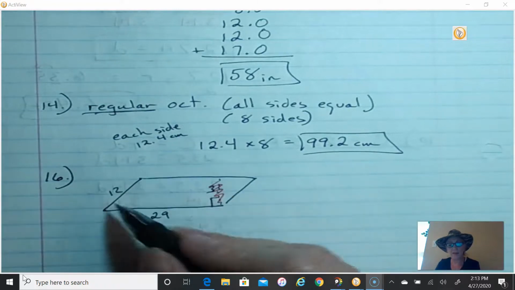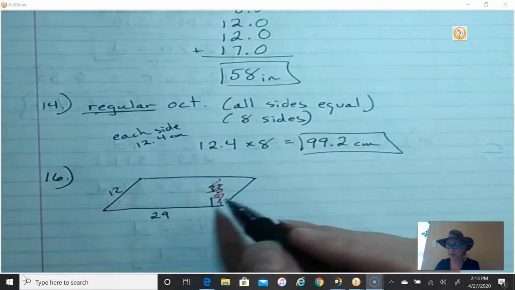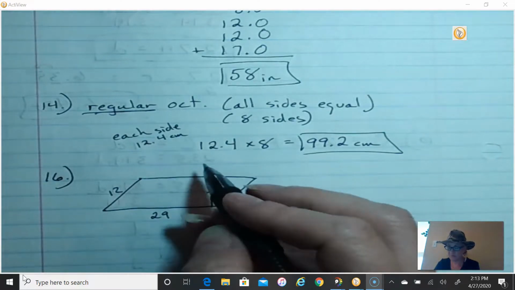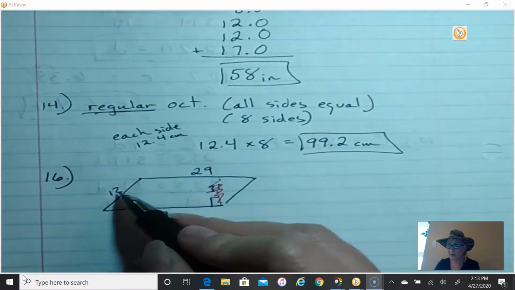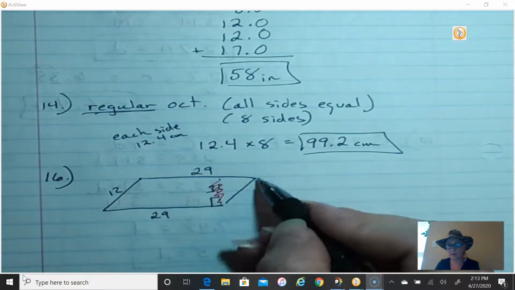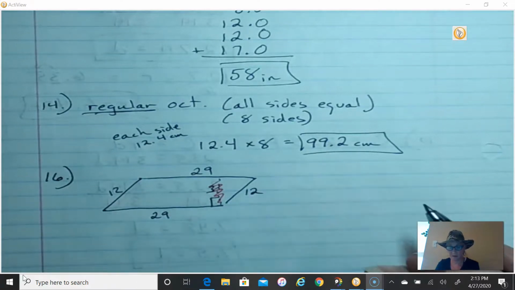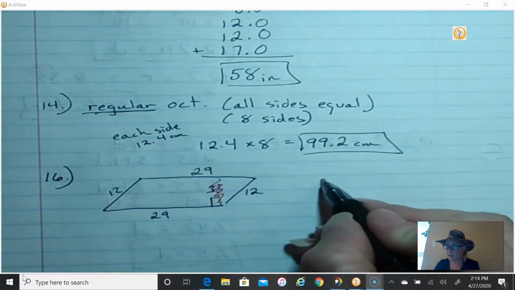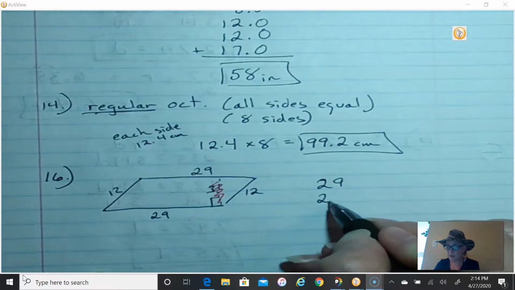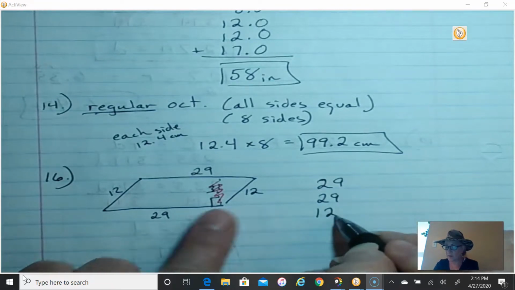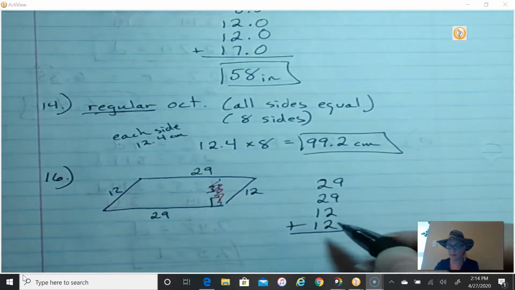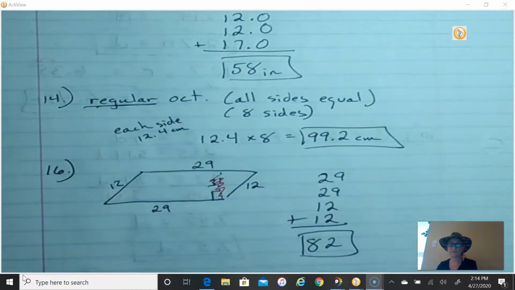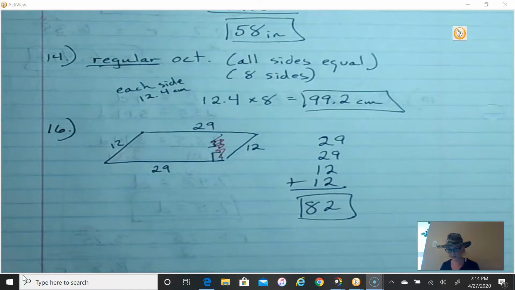So you need to know the outside numbers. So if this is 29, what would this be? Also 29. If this is 12, what would this be? 12. So all you do, add up all 4 sides. 29, 29, 12, and 12. Add them up, and you get 82. That's it.